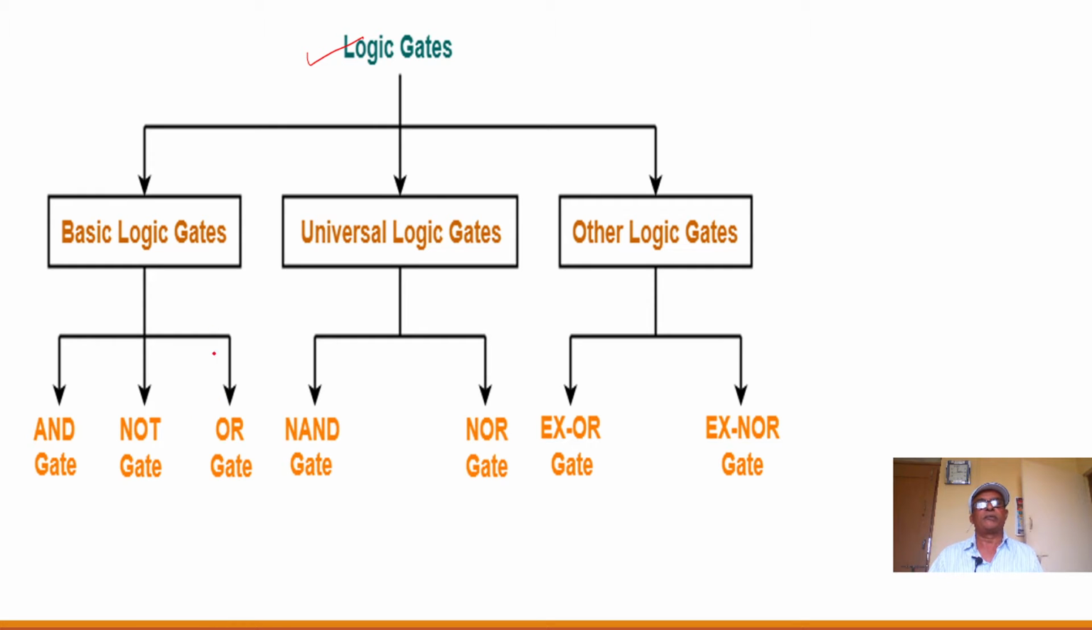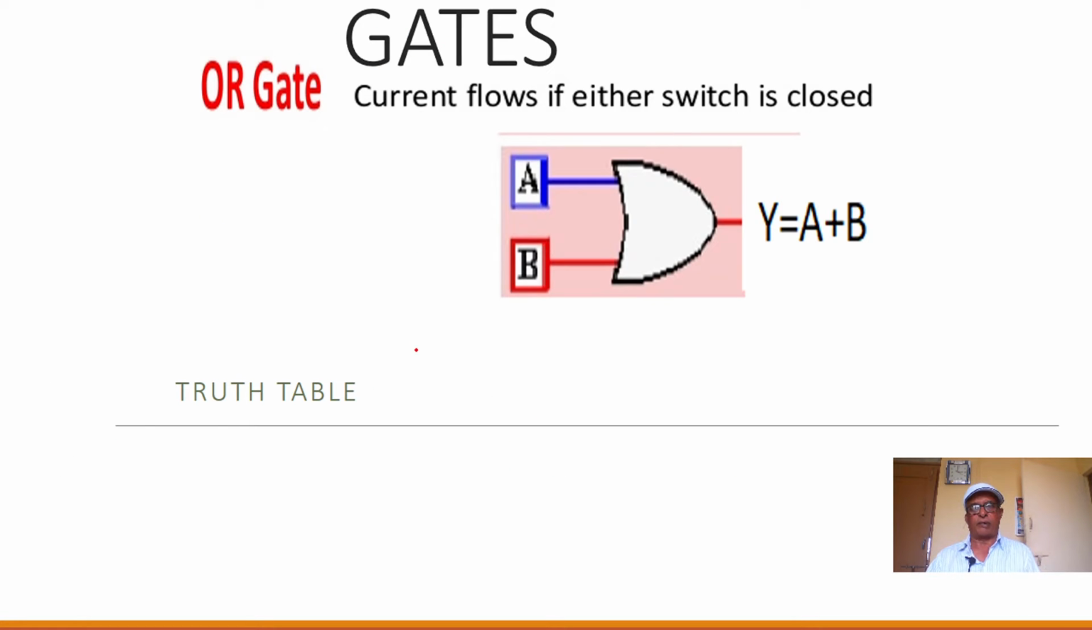Similarly, the other type of logic gate is the universal logic gate. In this there are again two types, NAND gate and NOR gate. These are called universal logic gates because using these gates we can construct other types of logic gates also. And the third type are other logic gates, XOR gate and XNOR gate. These are two additional gates. So in this chapter of logic gates we are going to consider 7 types of logic gates. So let us start one by one.